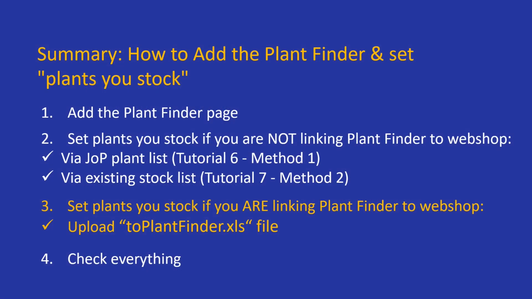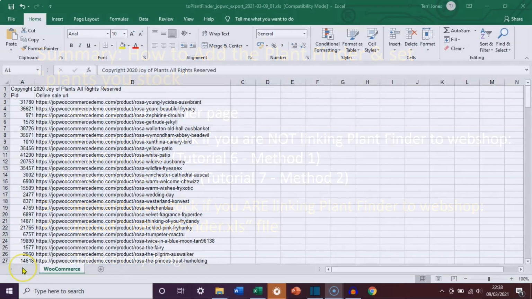I will now show you how to set plants you stock if you are linking the Plant Finder plant pages to webshop pages. You will upload the toplantfinder.xls file that was generated when you added the Joy of Plants images and text to your webshop pages. If you haven't yet added images and text to your webshop pages, you should go and do that now. For help on how to do it, you can watch our video, Tutorial 10, Add JoP Images and Text to WooCommerce.